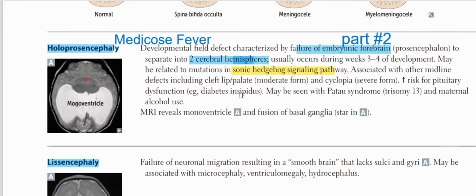Other associated defects include cleft palate, cleft lip, and the risk of pituitary dysfunction, diabetes insipidus. It may be seen with Patau syndrome, trisomy 13, and maternal alcohol use.